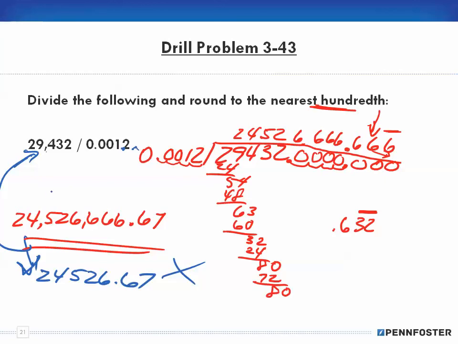Take it for what it is. That problem took me 10 minutes, so I'm going to stop and pick up in the next one.